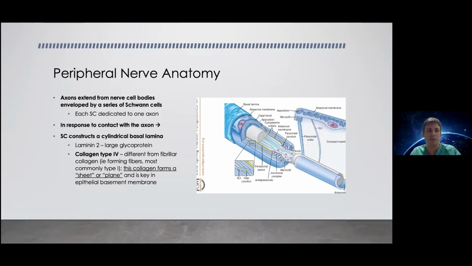of Schwann cells. And in response to contact with the axon, the Schwann cell constructs a cylindrical basal lamina, which becomes super important for many reasons. And that basal lamina becomes the endoneurial layer, and I'll go over that again. It's constructed of type 4 collagen, which is different from type 1 collagen, which is more fibrillar. Type 4 collagen forms in kind of a sheet or plane. So you'll see a picture of it in a sec.